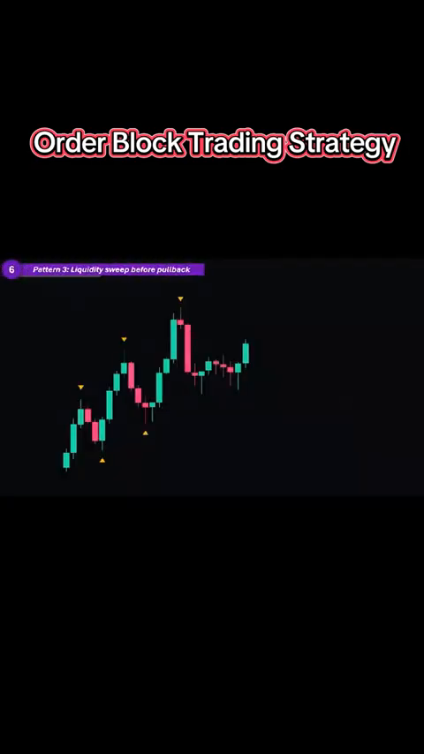Pattern number 3. Liquidity sweep before the pullback. The third pattern occurs when the market sweeps liquidity before retracing into an order block.